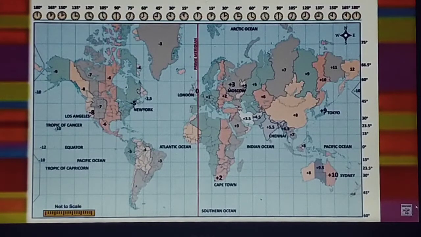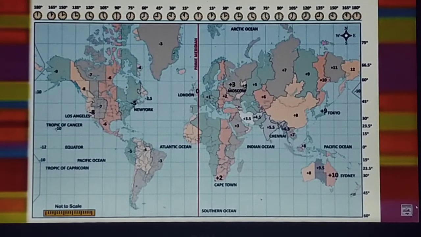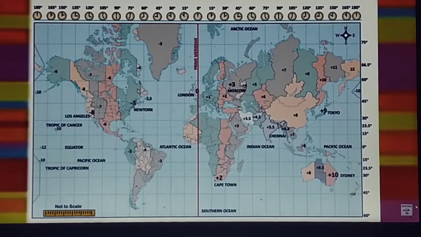The part of the earth from the Greenwich meridian 0 degrees to the 180 degree east line of longitude is called the eastern hemisphere, and from 0 degrees to the 180 degree west line of longitude is called the western hemisphere.